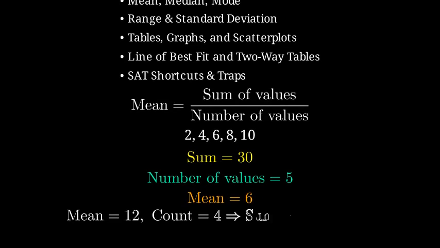A common SAT shortcut is working backward. If the mean is 12 for 4 numbers, then the total sum is 12 times 4, which equals 48.